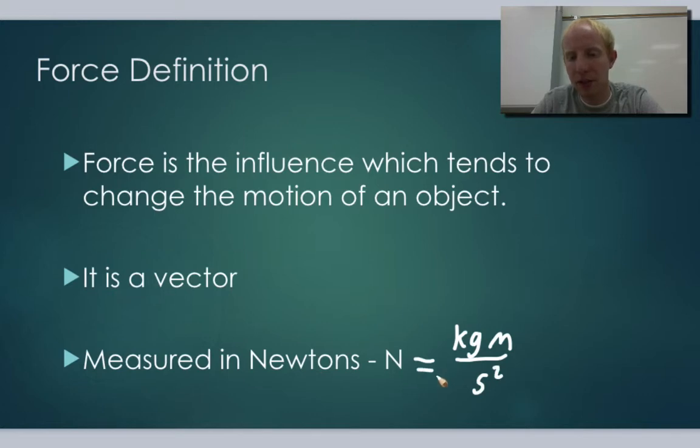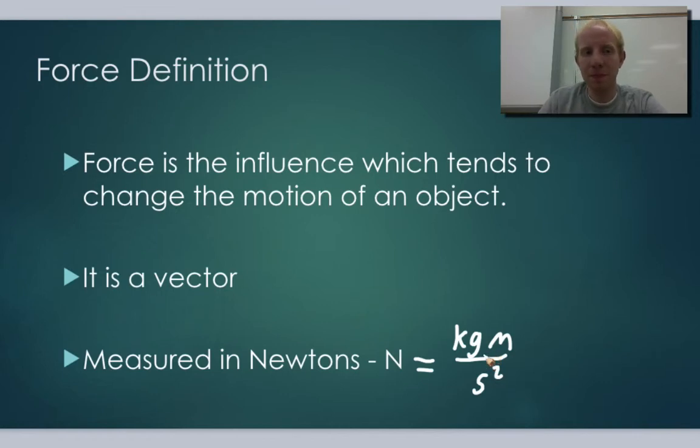Okay, so basically those are equal. A newton is a kilogram meter per second squared. So if you ever see these units, you can write it as a newton. If you ever see a newton, you can write it as these units. They're interchangeable. But if you see newtons, that's the unit of force. These are the units that it's equal to.